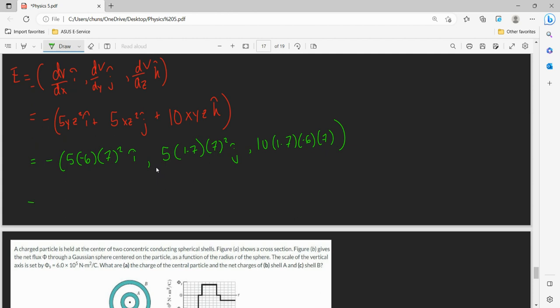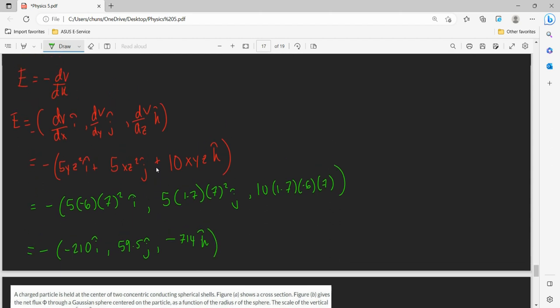Okay, so when we write this all out, this is negative 30 times 7. It's negative 210 i. And this is 5 times 1.7 times 7. It's 59.5, positive, j direction. And this is 10 times 1.7 times negative 6 times 7, and this is negative 714 in our k direction.